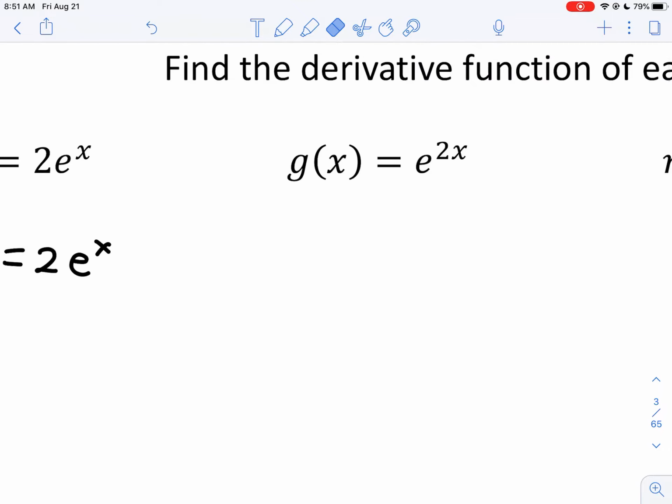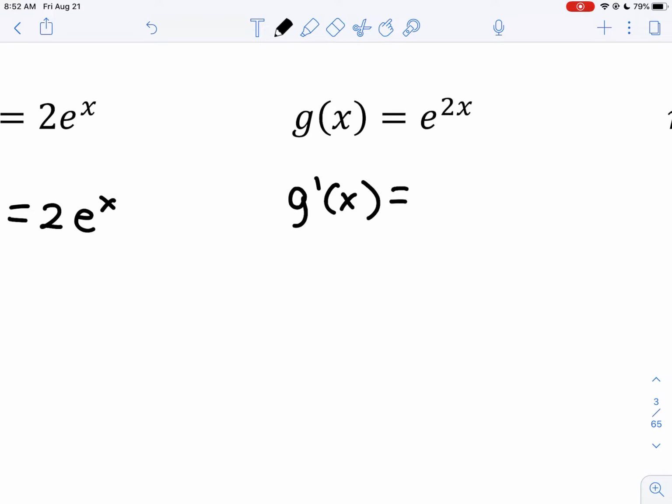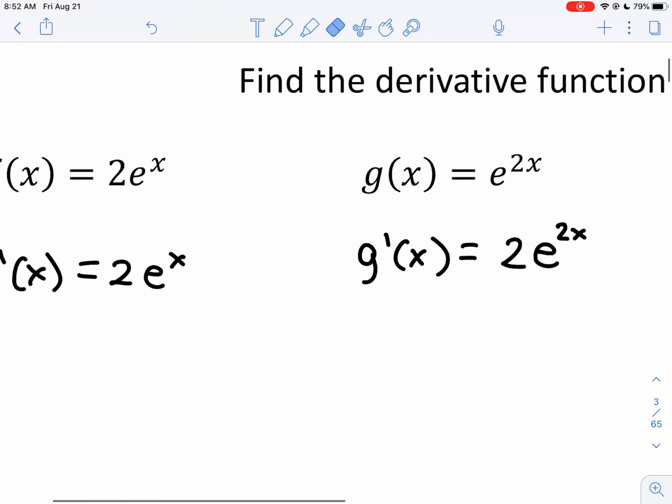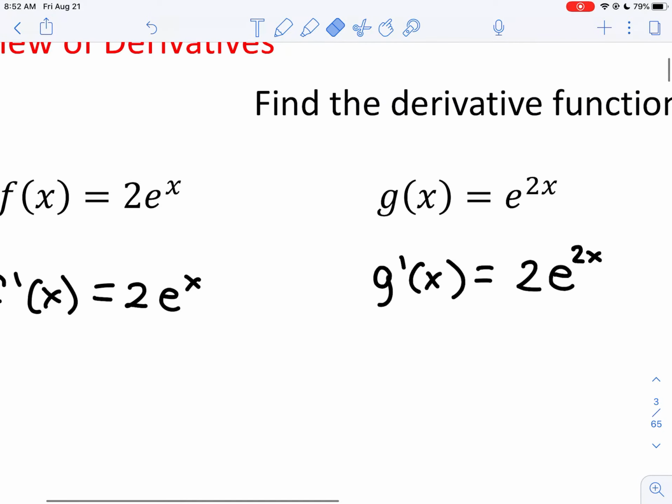This next case, though, is a little bit different. This is the e to the u situation. So the u is the exponent. We put the derivative of the exponent in the front, which is 2, and then rewrite the exponential, which is e to the 2x. This is the case where the derivative is twice the original. Right, there was a change. No change in the f derivative, but definitely a change in the g derivative.